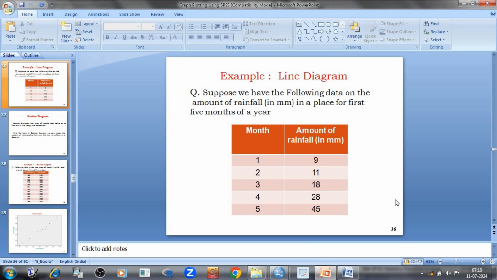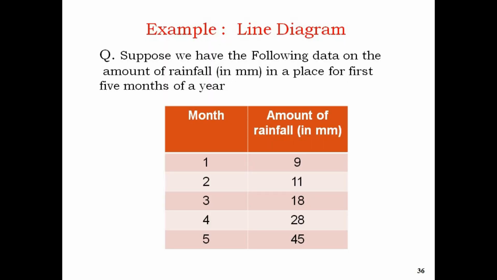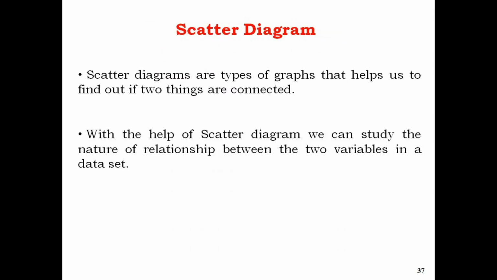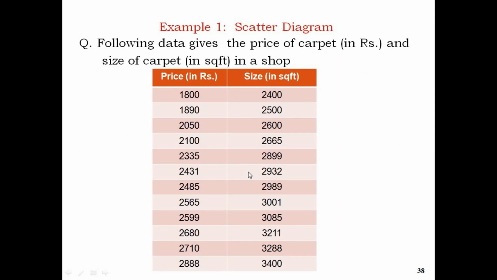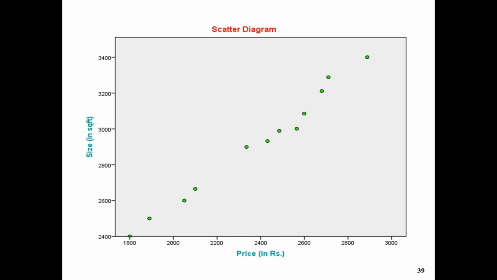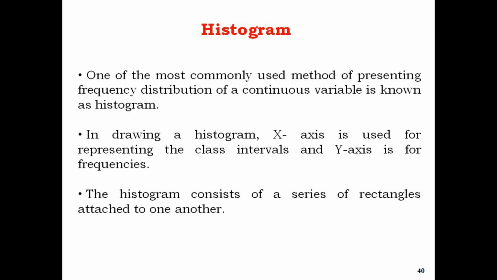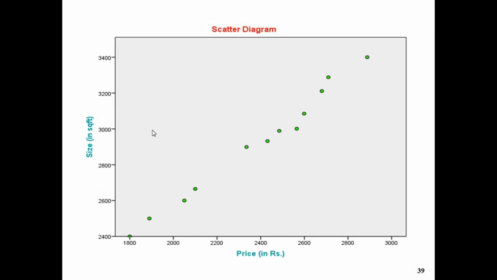Now we move to our presentation. This is line diagram. Then what is scatter diagram? Scatter diagrams are types of graphs that help us to find out if two things are connected. With the help of scatter diagram, we can study the nature of relationship between the two variables in a data set. Okay, so this is the example for scatter diagram. These are scatter plots, means the values of the scatter diagram are given.